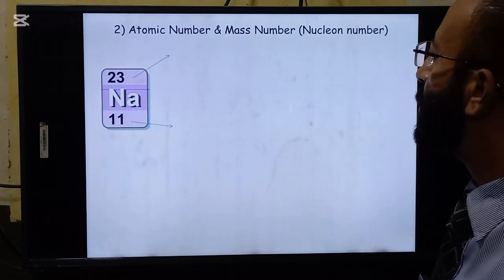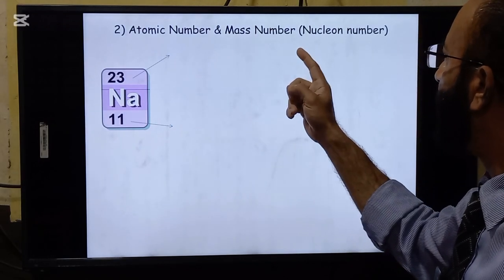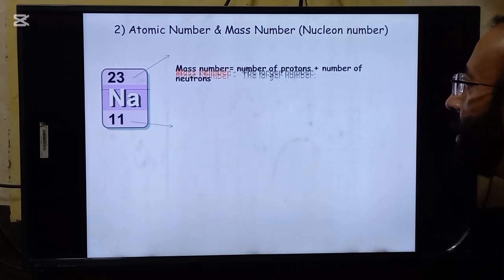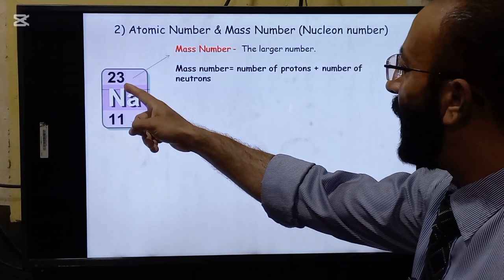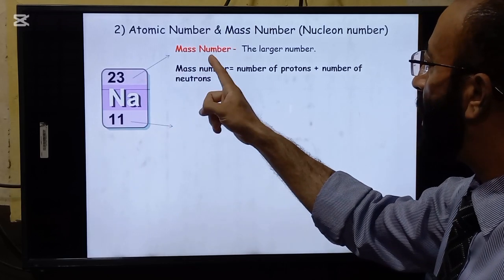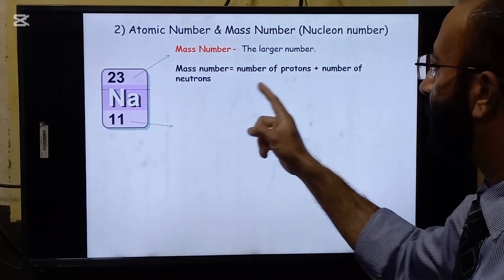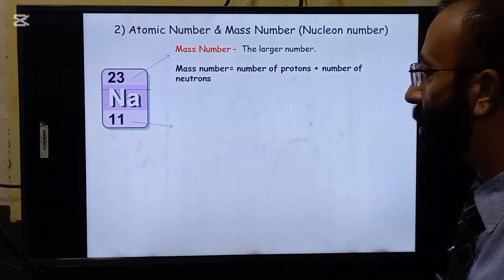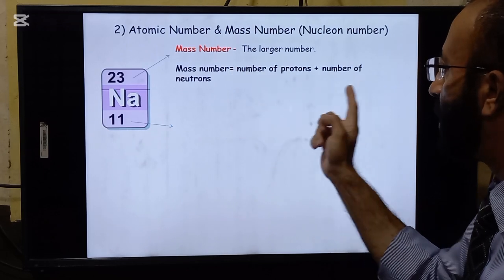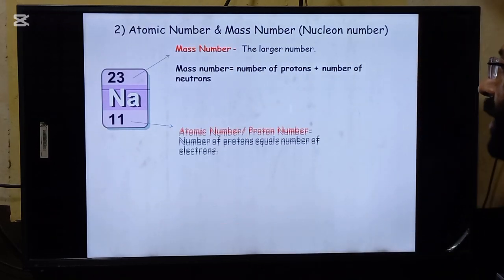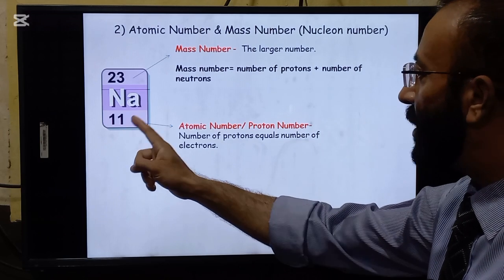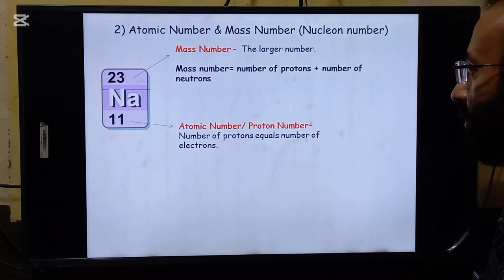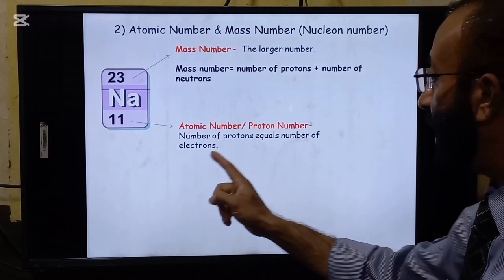Now, the thing which we are going to read is atomic number and mass number. Mass number is also called nucleon number. So, the upper number, that is the greater number, is called mass number, the larger number. And mass number is equal to number of the protons plus number of the neutrons. So, mass number is the sum of the protons and neutrons. So the lower, smaller number is called atomic number or proton number. Number of the protons equals number of the electrons.